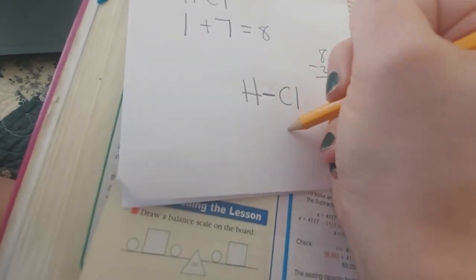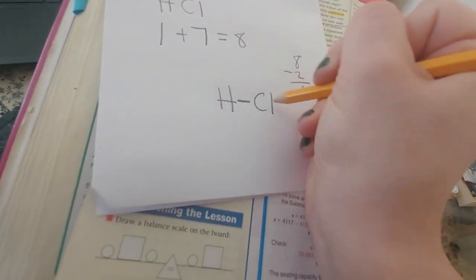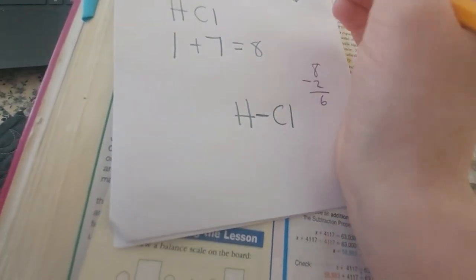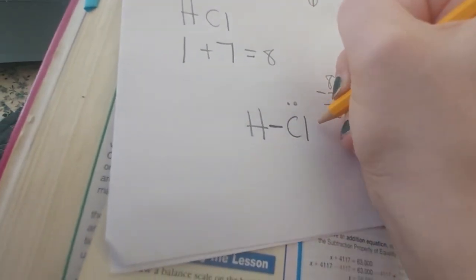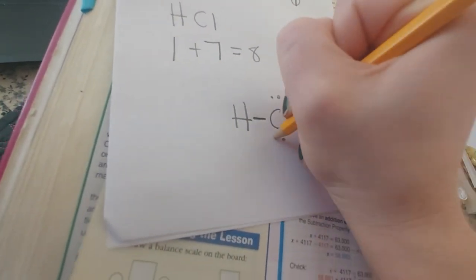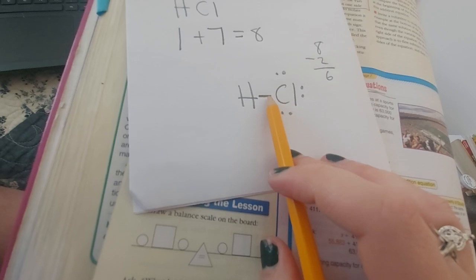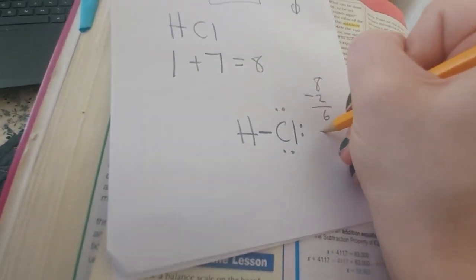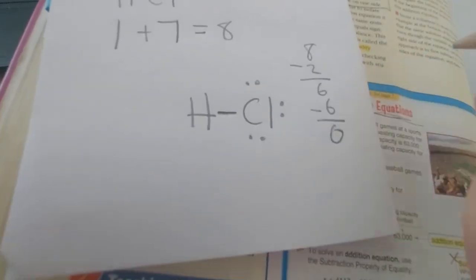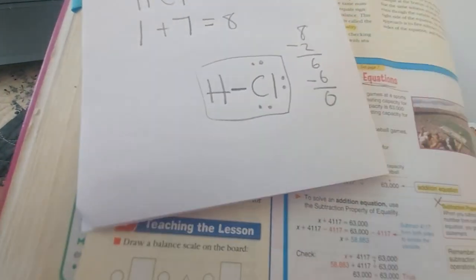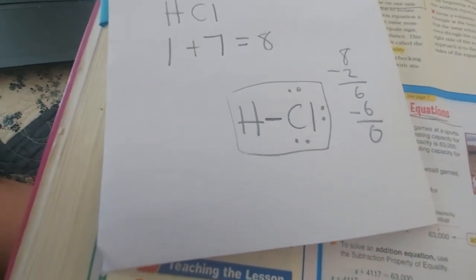Now I'm going to fill in the rest of the octet of the other atom. So I go 1, 2, 3, 4, 5, 6. So 7, 8 is the line. And look at that, I just used everything. So that is how you would write it for HCl.